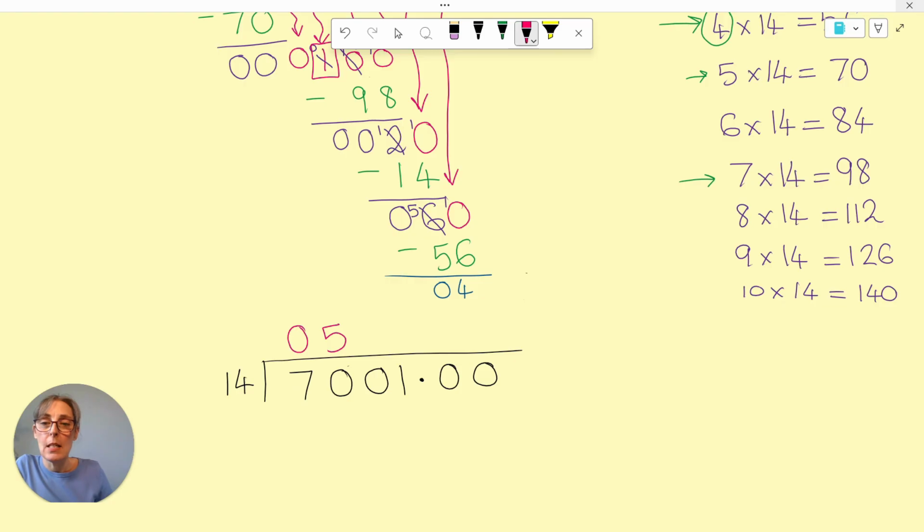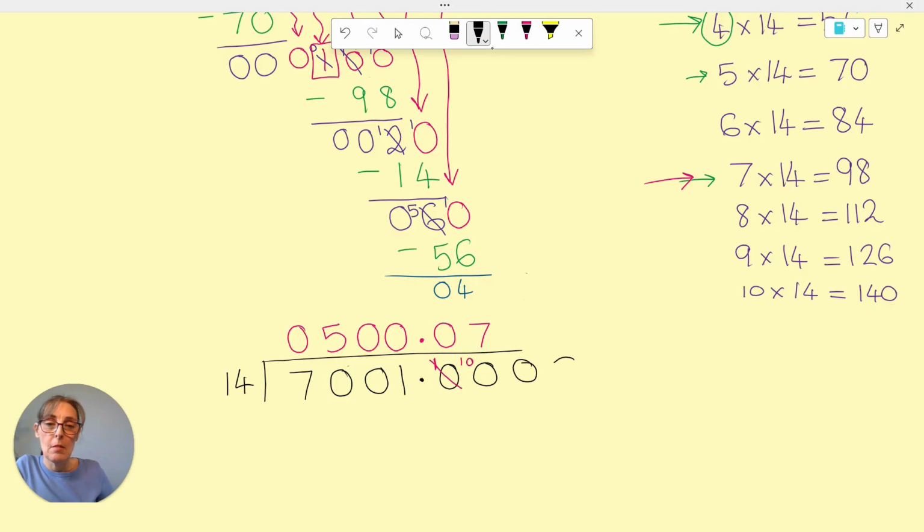How many 14s fit into 0? How many 14s fit into 1? But because we haven't used it, we need to carry it over. How many 14s fit into 10? Cross out what you haven't used, carry it over. How many 14s fit into 100? 7. And we could continue.